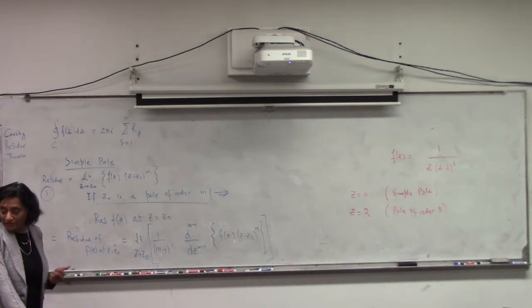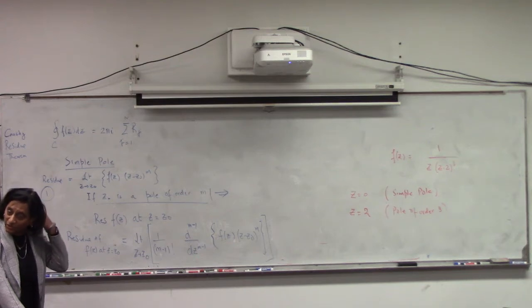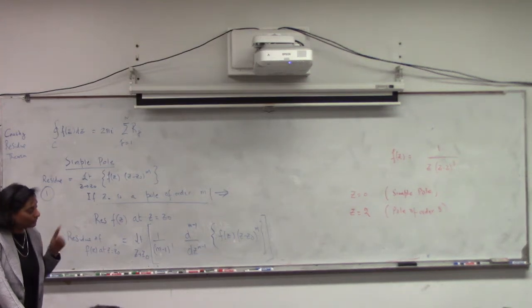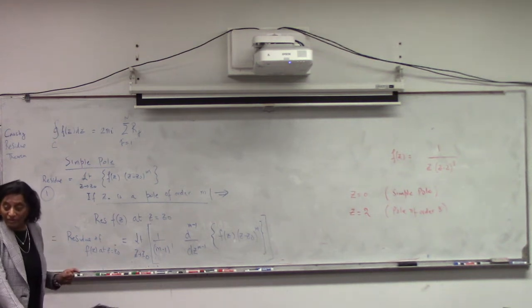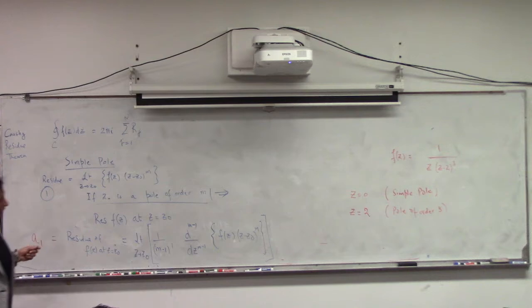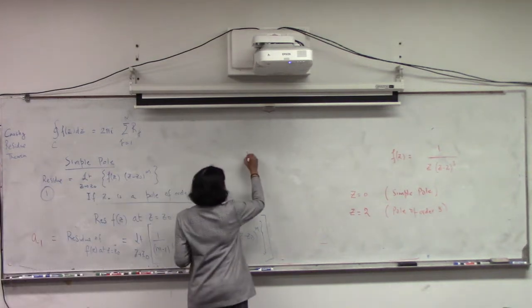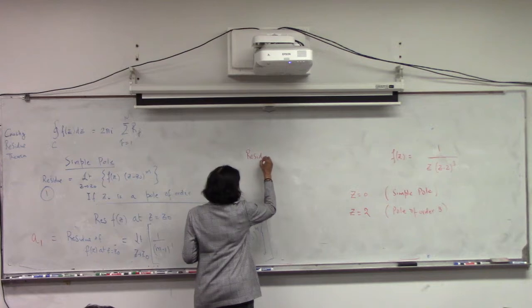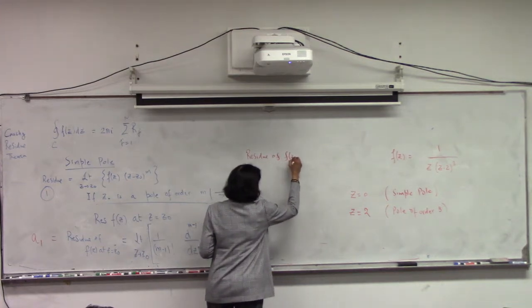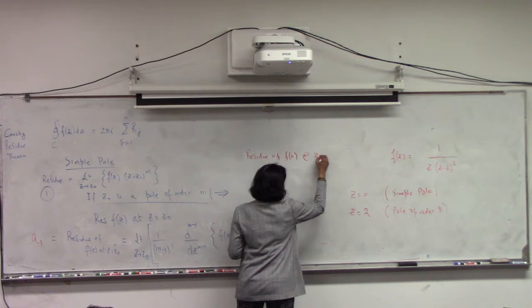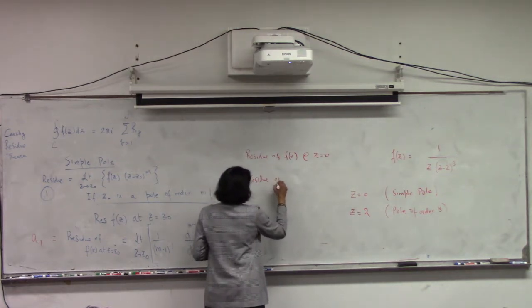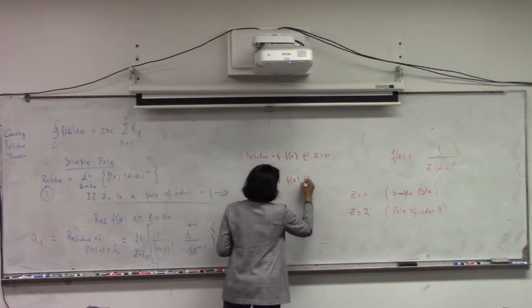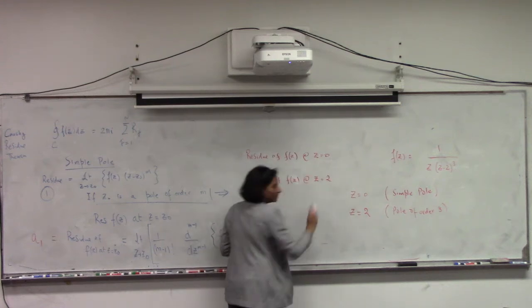The function will blow up at z equal to 2 and also at z equal to 0, right? So both of them are singularities of this function, but one of them is a simple pole, the other one is a pole of order 3. Okay. So if both of them are enclosed in whatever contour you are using, then you have to calculate the residue of f of z at z equal to 0, as well as the residue of f of z at z equal to 2. Both have to be calculated.